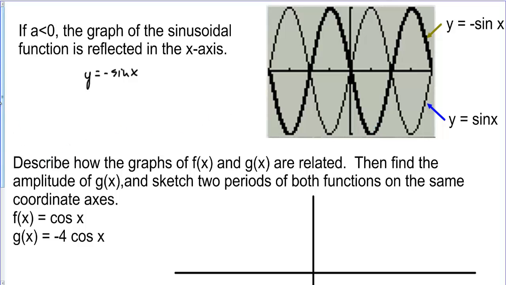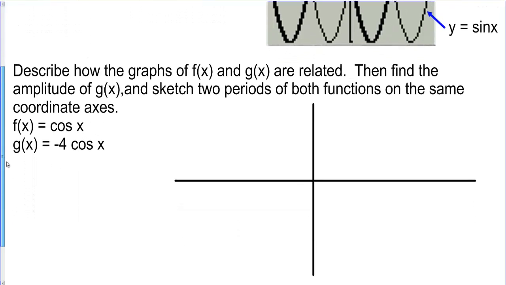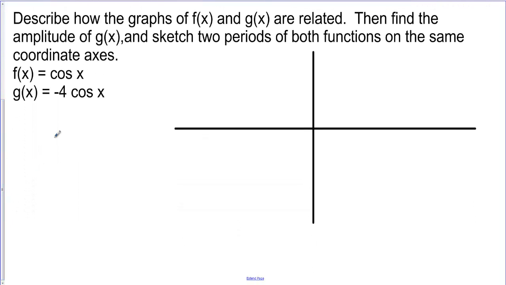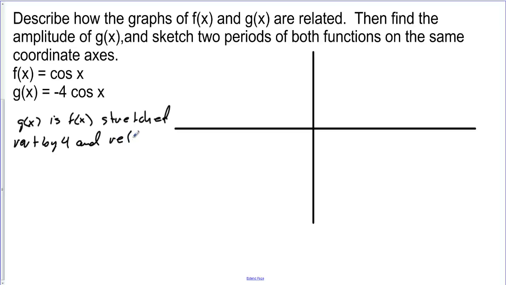Describe how the graphs of f and g are related, then find the amplitude of g of x and sketch two periods of both. So we have cosine here. G of x is f of x stretched vertically by 4 and reflected over the x-axis.